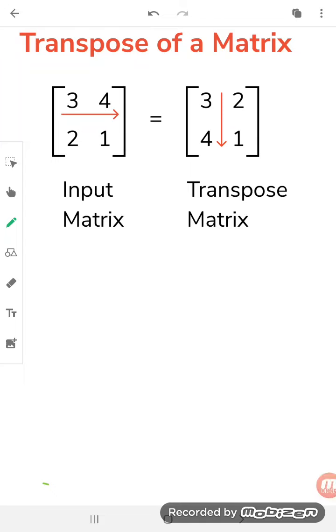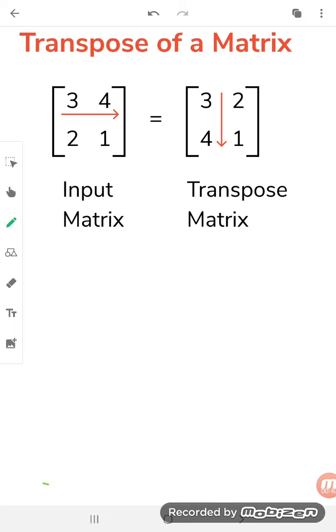Today, transpose of a matrix. Transpose of a matrix means interchange rows and columns. Okay? Or we can say transpose of the matrix means rows become columns and the columns become rows. In this matrix, 3, 4 is the first row. In the second matrix, 3, 4 became the first column. Okay? 2, 1, the second row became the second column.